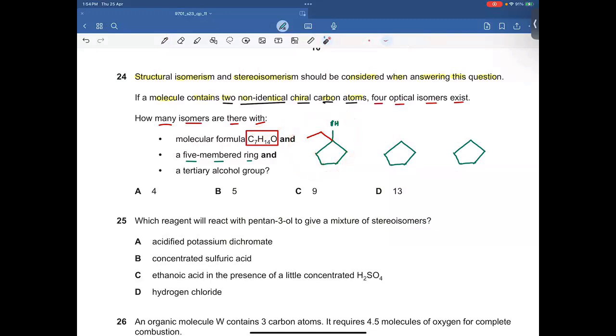By the way, this is not going to be a chiral carbon atom. Not chiral. Why? Because this side and this side of the cyclic ring are the same, which means it has a symmetrical cyclic ring. If it has a symmetrical cyclic ring, obviously you will not get any chiral carbon atom in this scenario. No chiral.